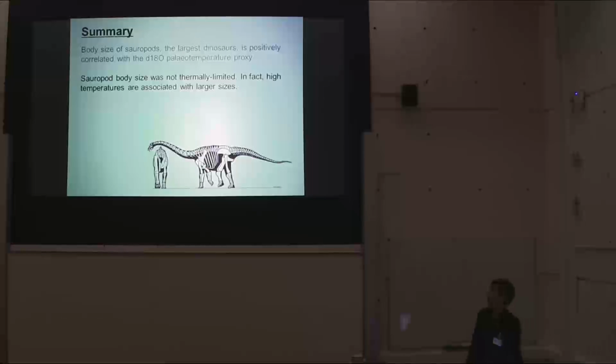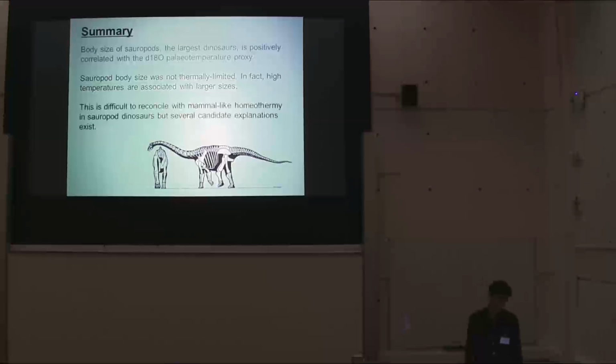It doesn't matter how good you are at dumping heat. You have to explain a positive correspondence. Why is it that they could grow bigger when it's hotter? And I feel it's difficult to reconcile with mammal-like homeothermy, but I don't think that's really a sort of slam dunk interpretation of the data because several candidate explanations exist, and we'd probably like to know more about the distribution of productivity and other climatic variables.